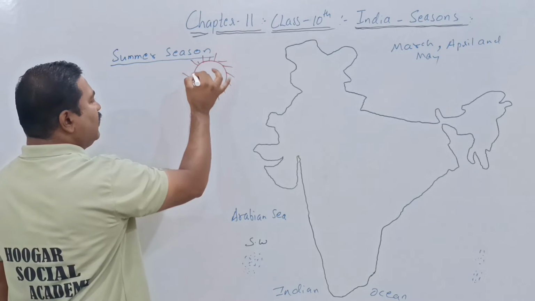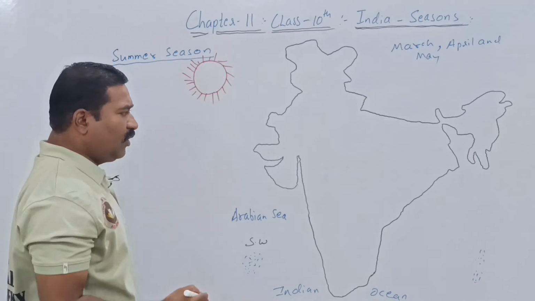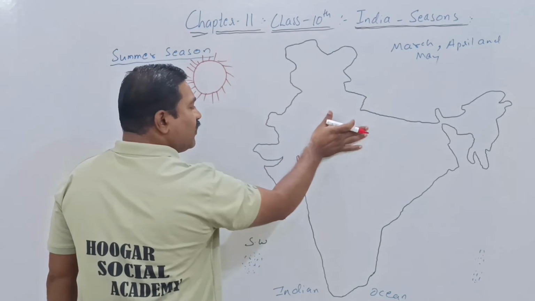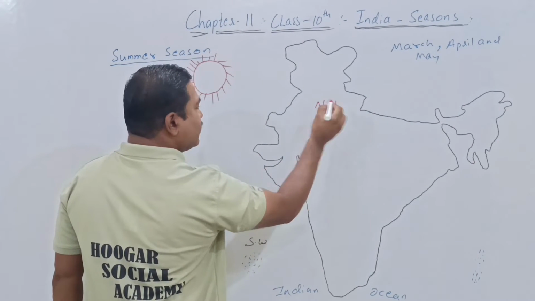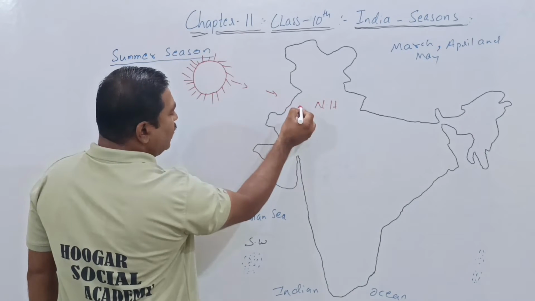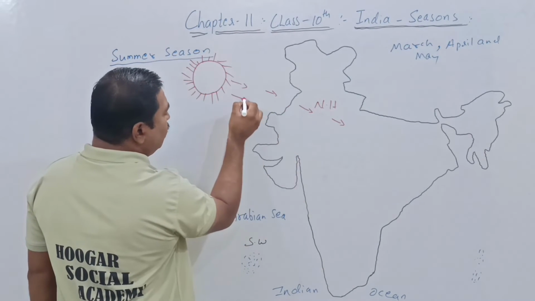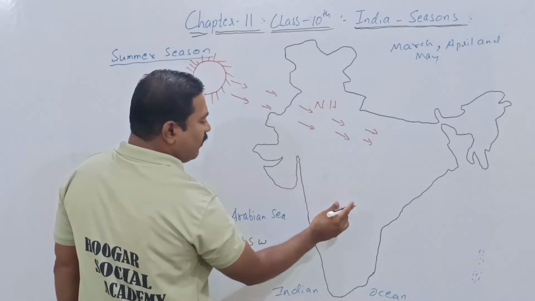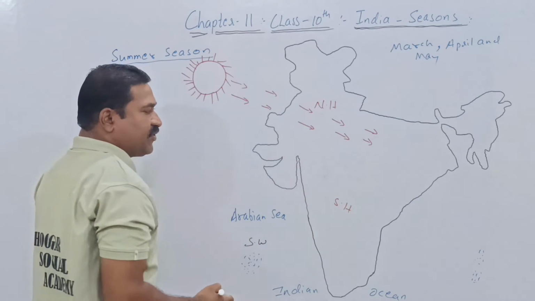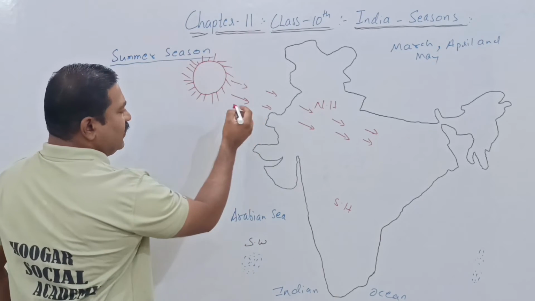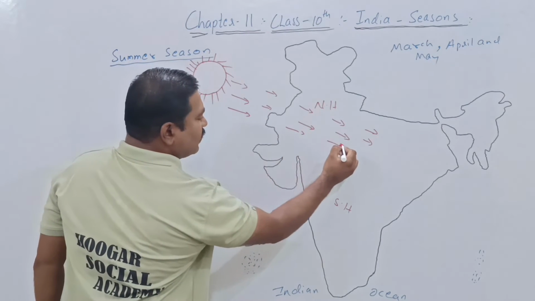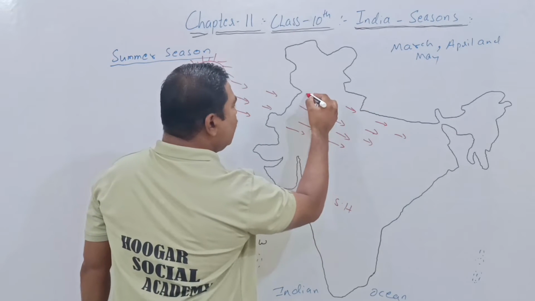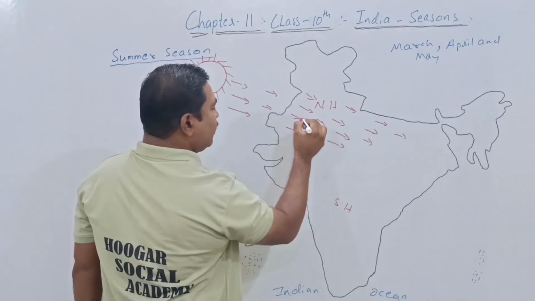During the summer season, the sun rays fall directly on the northern hemisphere compared to the southern hemisphere. Due to this reason, the sun rays are falling directly on the northern hemisphere.